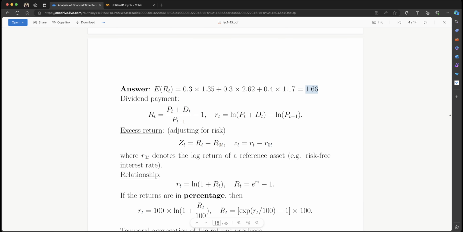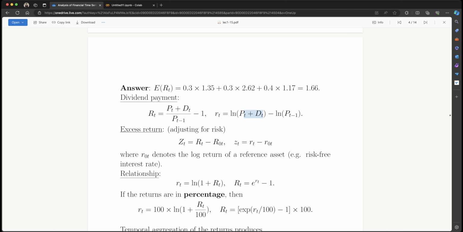And then what if there is a dividend? When there is a dividend, there is another return. RT would be PT plus DT, because it is additional cash we receive, divided by PT minus 1, minus 1. If we take log, it is log of PT plus DT over PT minus 1. PT plus DT is in some sense the cum-dividend price.